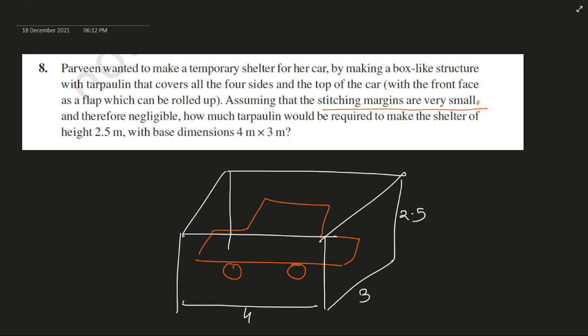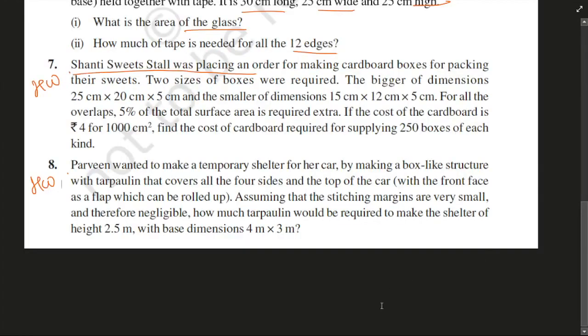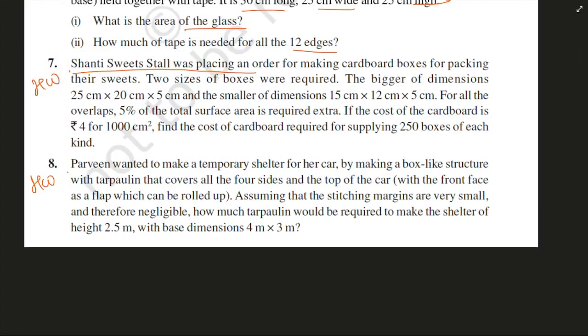I hope you guys have done some art kind of thing, right? You need some extra area for joining if you use gum, and the same goes for stitching, so an extra area will be required. They are saying that you can avoid that. You can neglect it. Got it? You will be able to solve this? Okay, fine. Now the next.